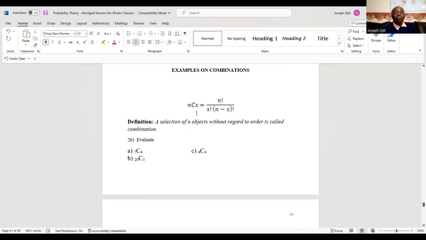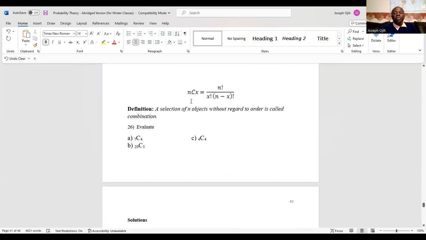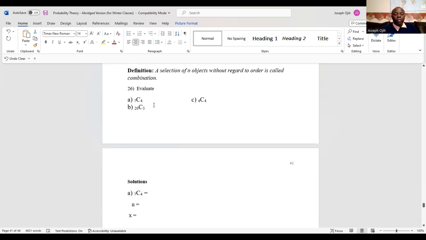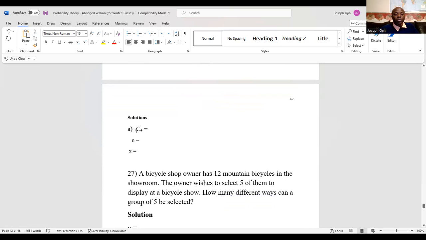Okay. That is permutation. Now we can look at the combination. For combination, there's no specific order. So we use nCx equals n factorial over x factorial times n minus x factorial. So let us evaluate this using combination. This one here is 7 combination 4. Our n is 7, and our x is 4.